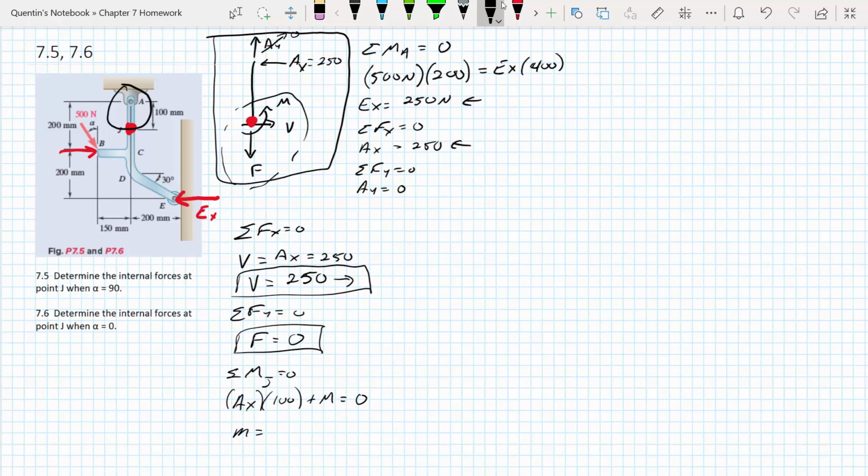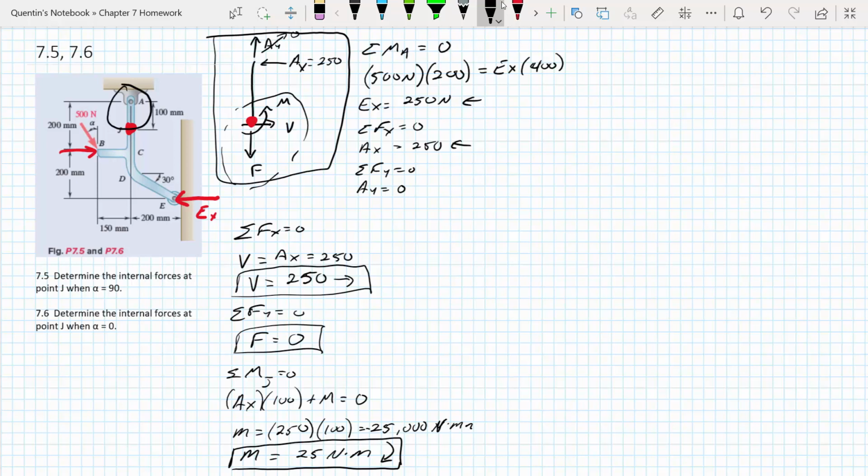So M is equal to 250 newtons times 100 millimeters. So it's 25,000 Newton millimeters, or I think a more standard way to say it is 25 Newton meters. And sorry, there's a negative on there, so that means it's in the opposite direction. So that's going to be like that. Okay, so there we go. We have 250 newtons to the right, 0 axial force, and 25 Newton meters down. Okay, so that's number 5.